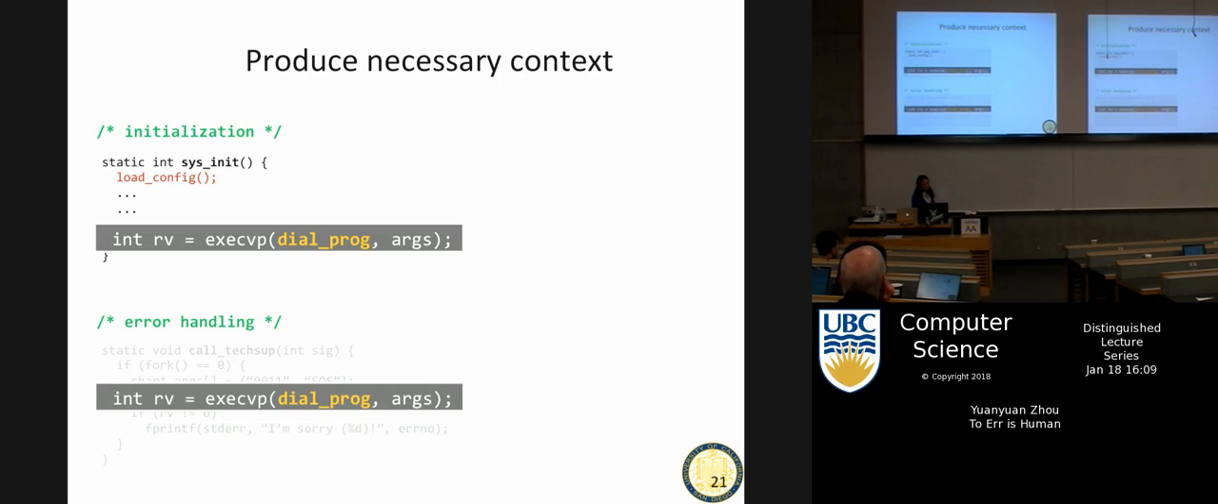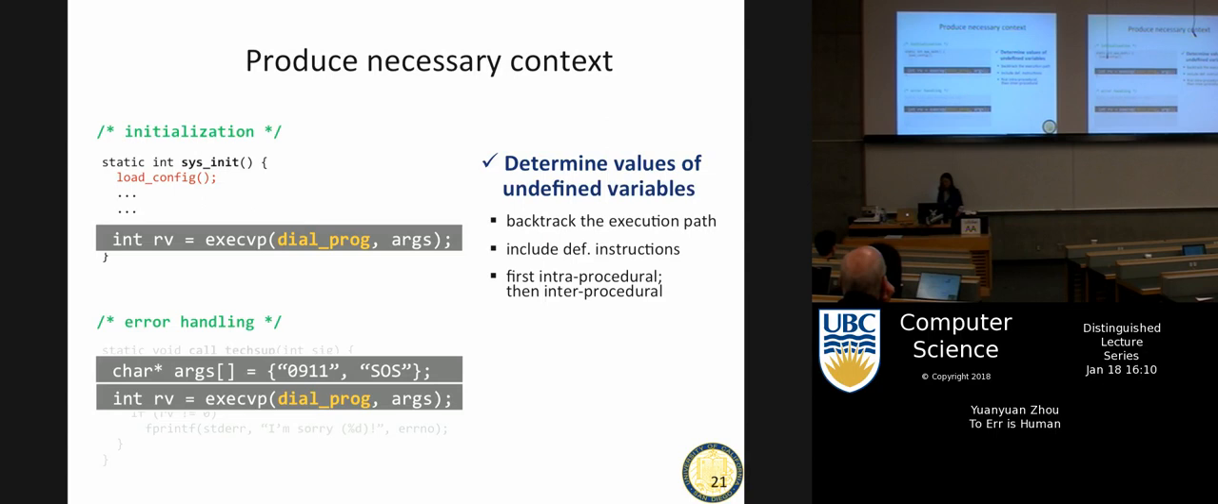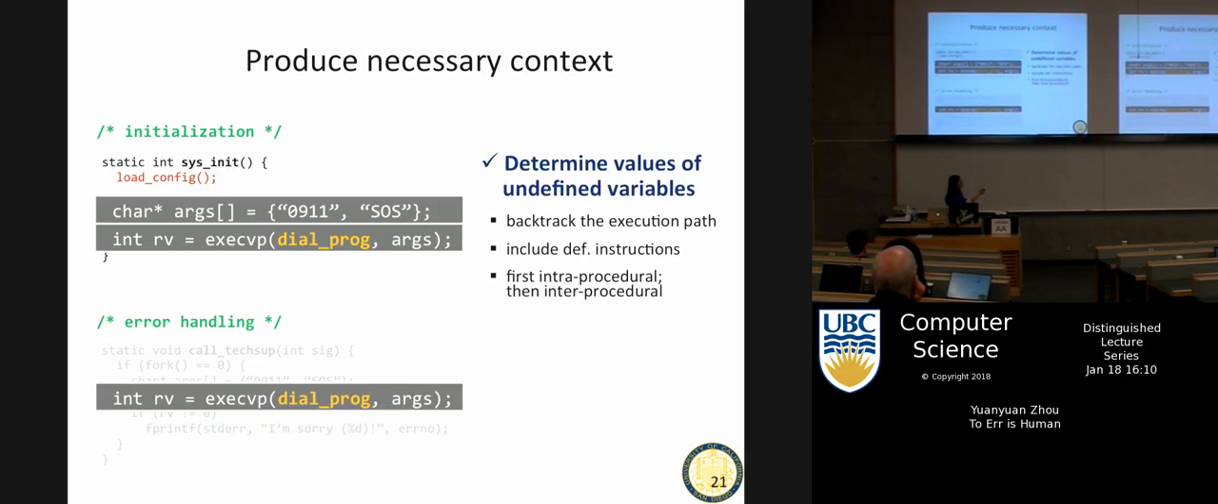In order to produce the necessary context, first of all we determine the values. We use program analysis to determine the values of defined variables, and then we backtrack the execution path, so we basically do data flow analysis. We also include define instructions. We first do intra-procedure analysis, and afterwards we also do inter-procedure analysis. In this case, if you do data flow analysis, you find the argument is here, and then you can copy the same code here. So then you have your argument, whose value will be valid for this function call.